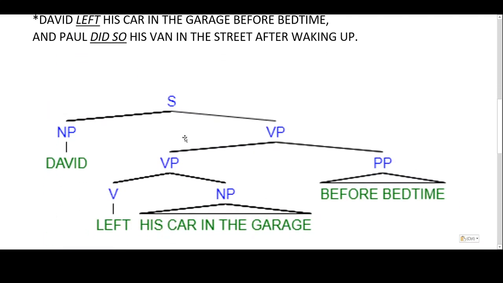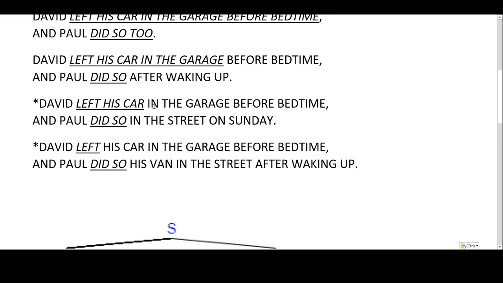All right, let's have a look at this one now. David left his car in the garage before bedtime, and Paul did so in the street on Sunday. Now, that doesn't sound grammatical to me. This is what we call native speaker intuition. In linguistics, it's important to ask native speakers what they think, not what it says in a book. If the native speaker says, oh, that sounds weird, oh, that sounds bad, then that's called native speaker intuition. And the same if the native speaker says, yeah, that sounds fine to me, that's perfect. No matter what language you're studying, you need to rely on native speaker intuition, okay? Because language is in the mind of the native speaker.